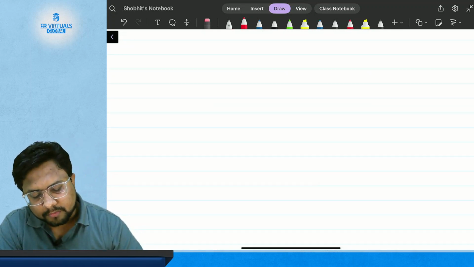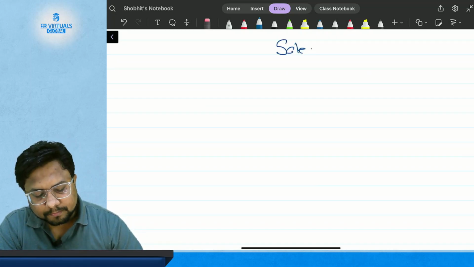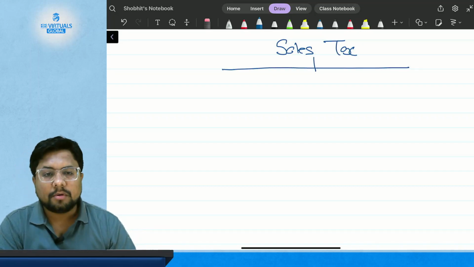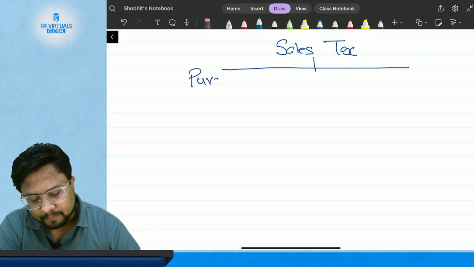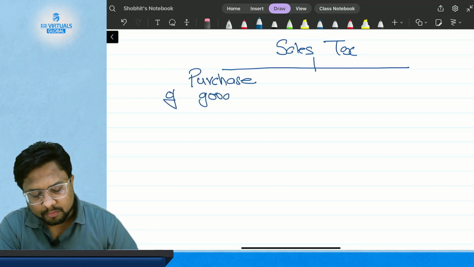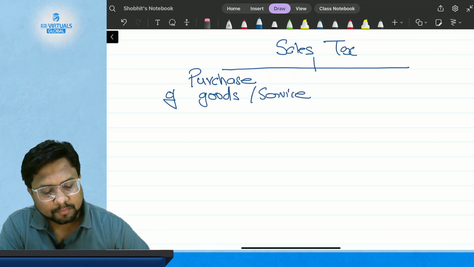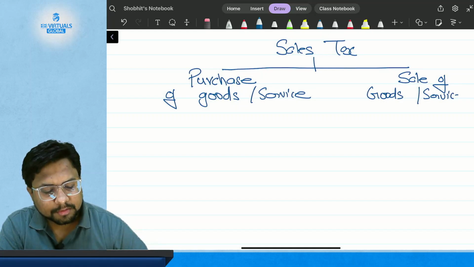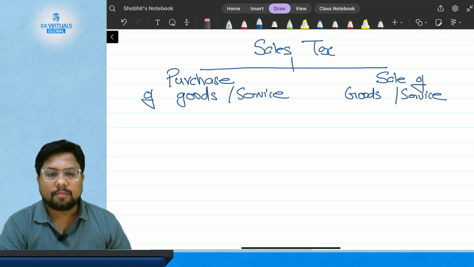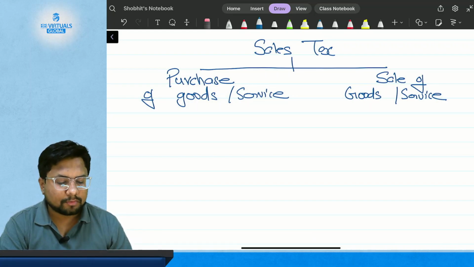Now focus on the topic of sales tax. Sales tax is levied on sale and purchase of product. It is levied on purchase of goods or service. It is also levied on sale of goods or service. So, sales tax is levied on purchase of goods or service and sale of goods and service.